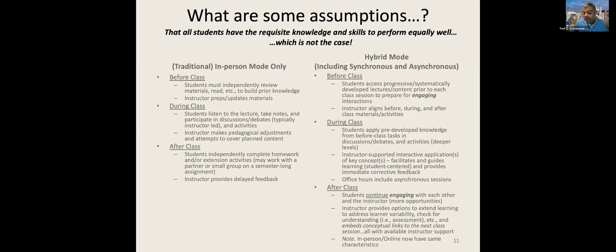What we must remember, and it's hard to do, is that not all the students perform equally well because they don't have the same knowledge and skills. So therefore, you have to have a plan in place for a struggling learner, for a typical learner, and for an advanced learner in your class.